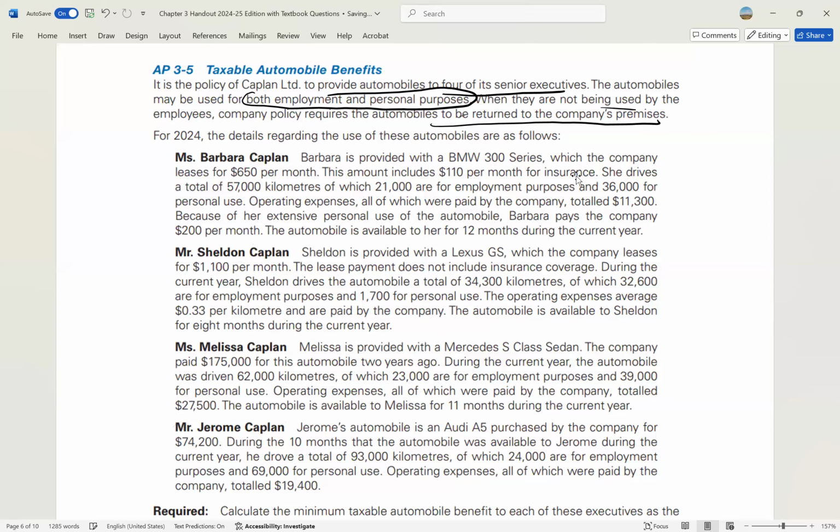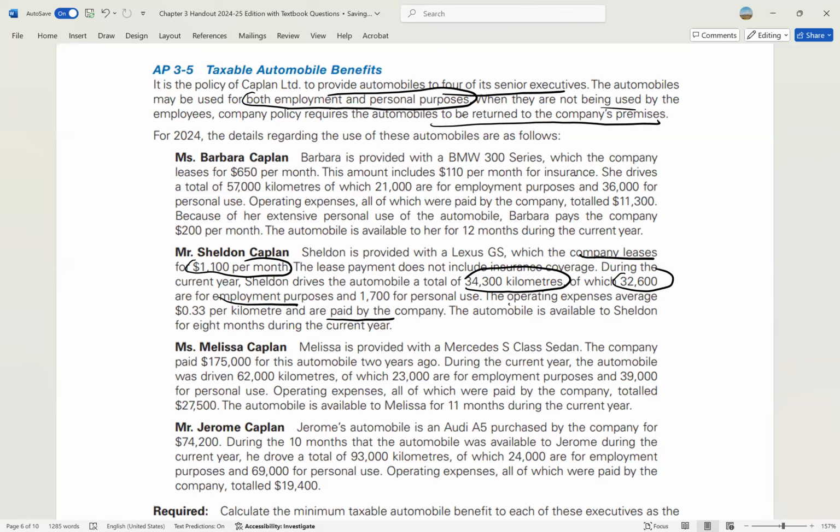The car that Sheldon uses, the company leases. And the lease payment that the company pays is $1,100 per month. During the year, Sheldon drives the car 34,300 kilometers, of which 32,600 is for employment use. And so very little personal use. And the operating expenses averaged 33 cents per kilometer and paid by the company.